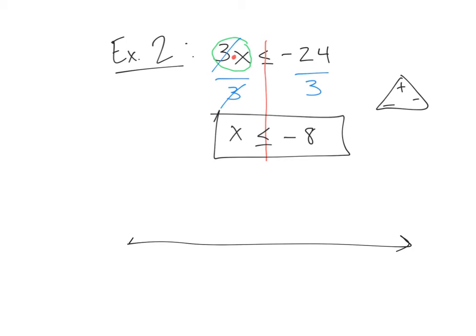When I go to draw my solution set, I'm going to center at our key number, negative 8. Two numbers that are bigger than negative 8 would be negative 7 and negative 6. Two numbers that are smaller would be negative 9 and negative 10. I'm going to put a closed circle at negative 8, and it's less than or equal to, so I'm going to draw my arrow to the left. That would be a graph that represents our solution set here.